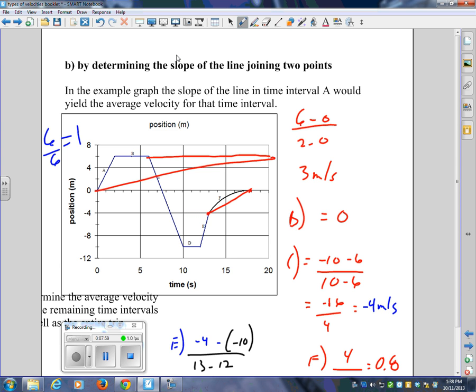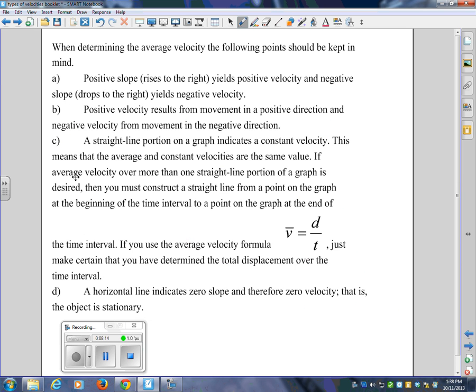It's kind of like the 0 is weighted more here, because here I've only got 2 seconds of 3 meters per second, but here I've got 1, 2, 3. I got 4 seconds at 0, don't I? So you do not just add them together. You need to connect the endpoints. That's what I'm getting at here in part C. If average velocity over more than one straight line portion of a graph is desired, then you must construct a straight line from a point on the graph at the beginning to a point on the graph at the end.